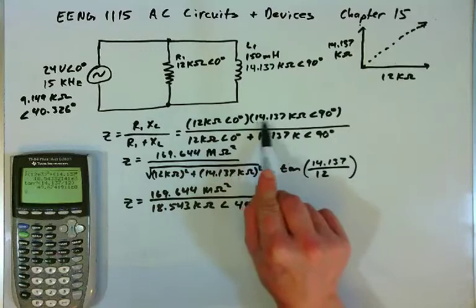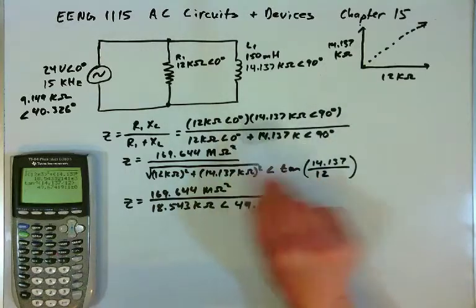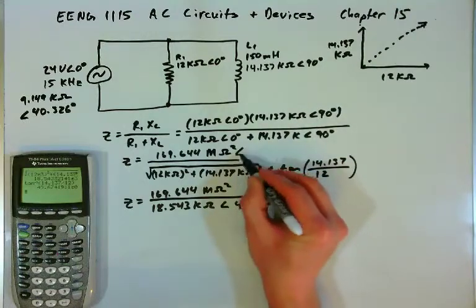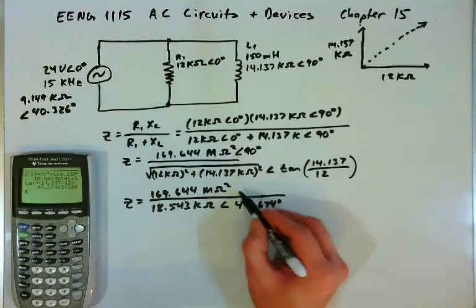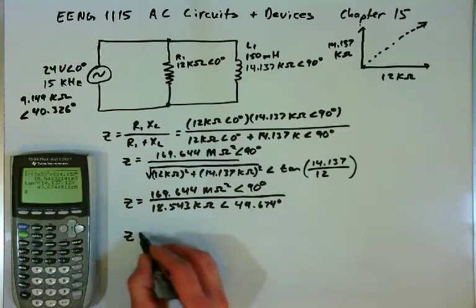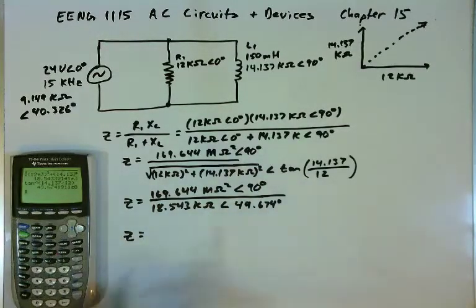And you can see I forgot to write the angle here. When we multiplied 12 kilo times 14.137 kilo, we had 0 and 90 degrees. We'll add the angles because we were multiplying. The numerator is at positive 90 degrees. Okay, so don't forget to do that. And so the last step is to divide.